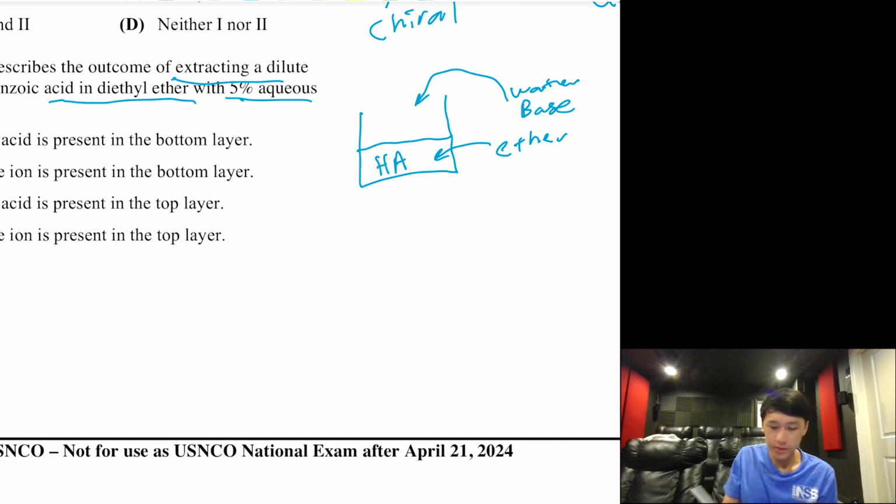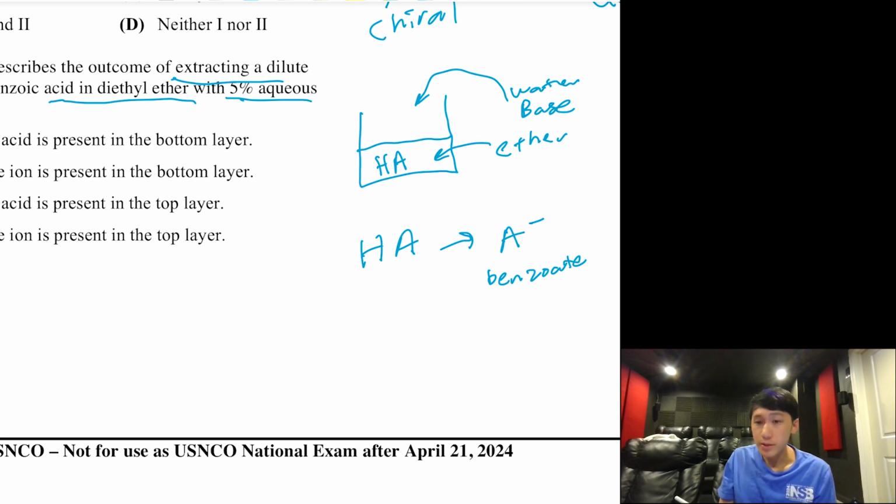What it's going to do is deprotonate the HA. So HA is going to go and become A minus. In this case, this is the benzoate ion. And what do we know about benzoate? Well, because it's an ion, it prefers to be in aqueous solution because ions can then be stabilized and solvated by the polar water molecules. So we expect the benzoate to appear in water.